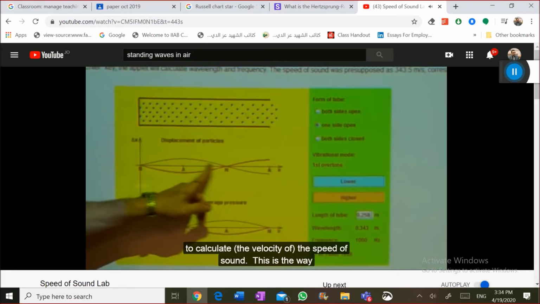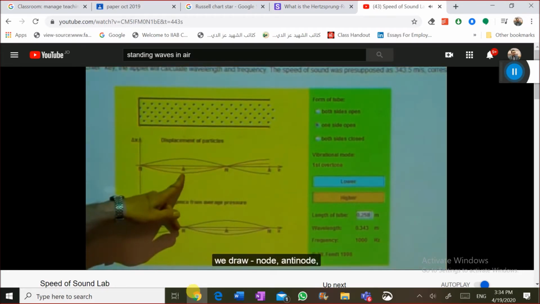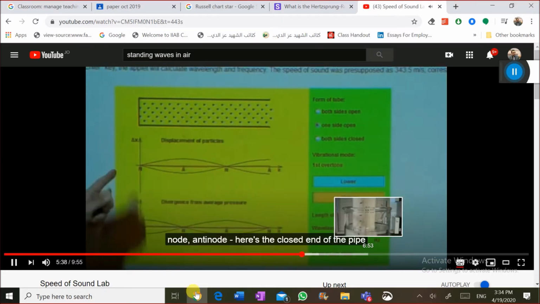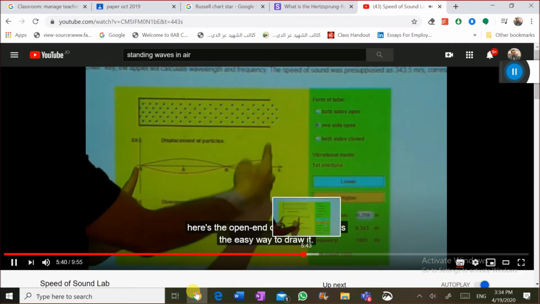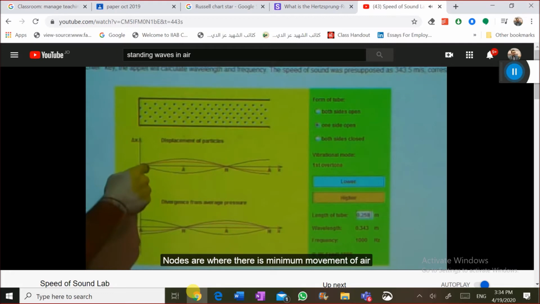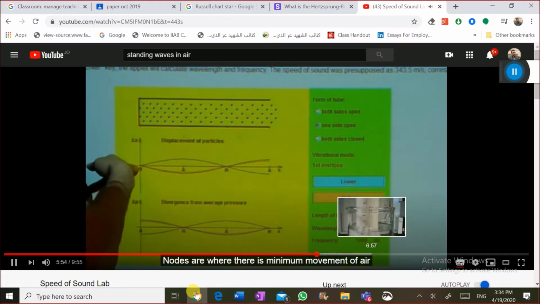This is the way we draw the node, antinode, node, antinode. Here's the closed end of the pipe. Here's the open end of the pipe. So this is really what's happening. Nodes are where there is minimum movement of air.